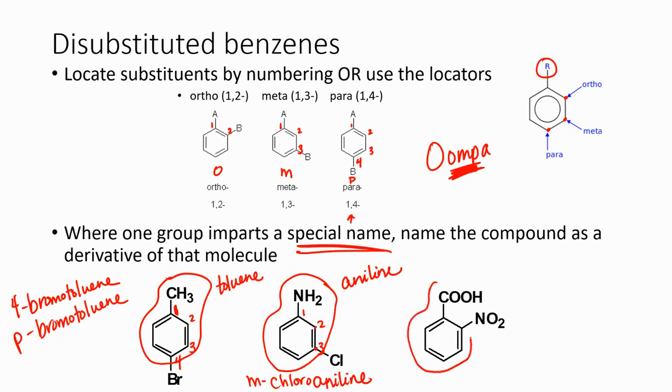And we can look for a special name here. And we've got our carboxylic acid, so we actually have benzoic acid. So the benzoic acid carbon has to get the 1. So we'll have 2-nitrobenzoic acid, or at the second position, o-nitrobenzoic acid.